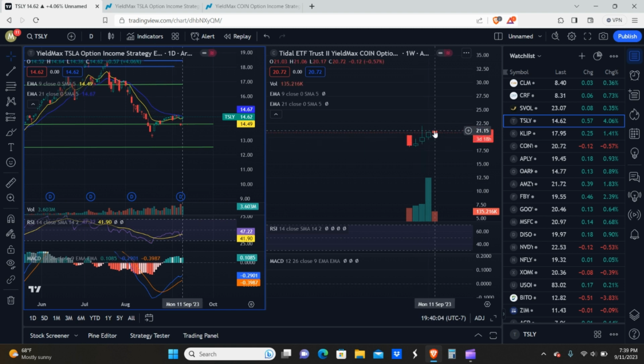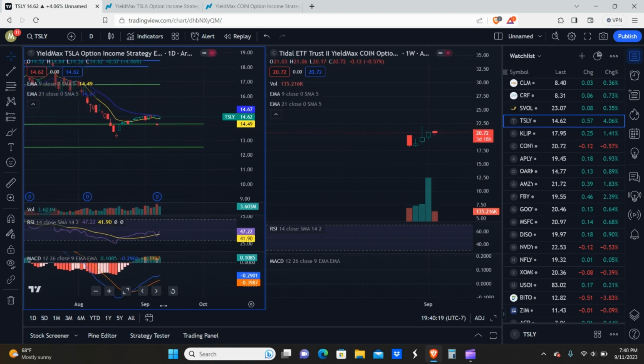We all know that, at least we thought that the first dividend payment would come out in September. Unfortunately, we're just going to have to wait until next month. So it is what it is. It didn't come out yet and we'll just have to keep waiting and see when it does.